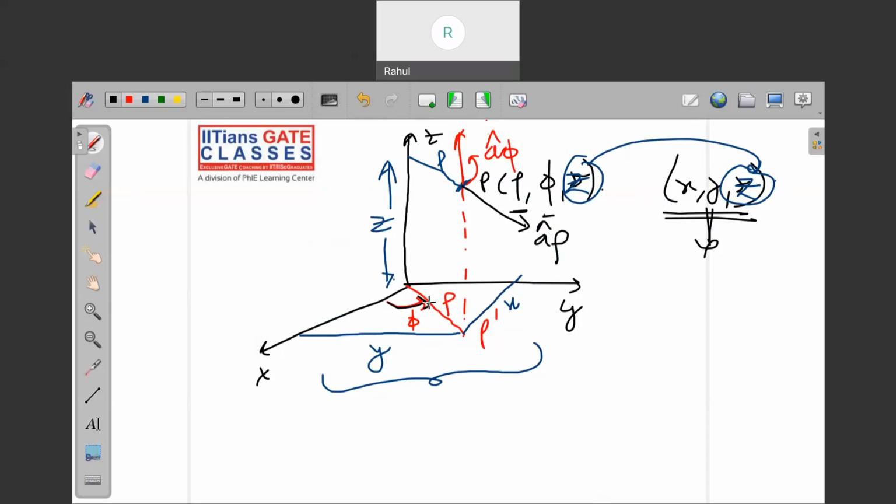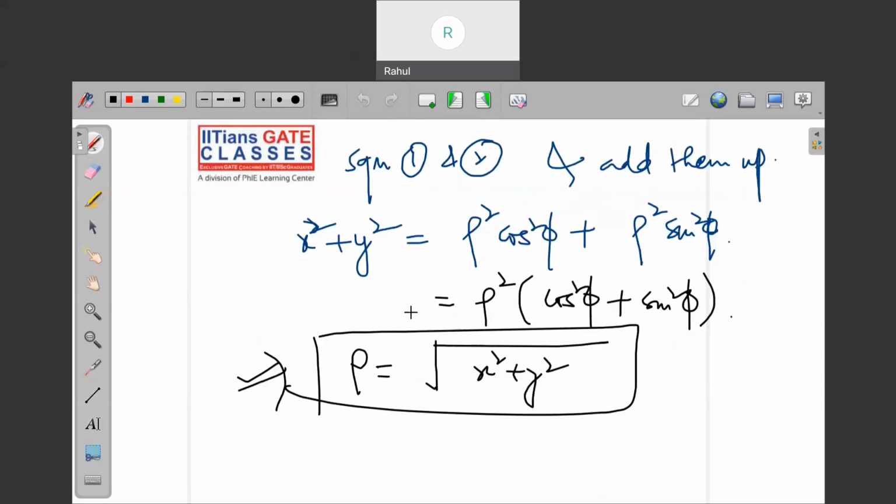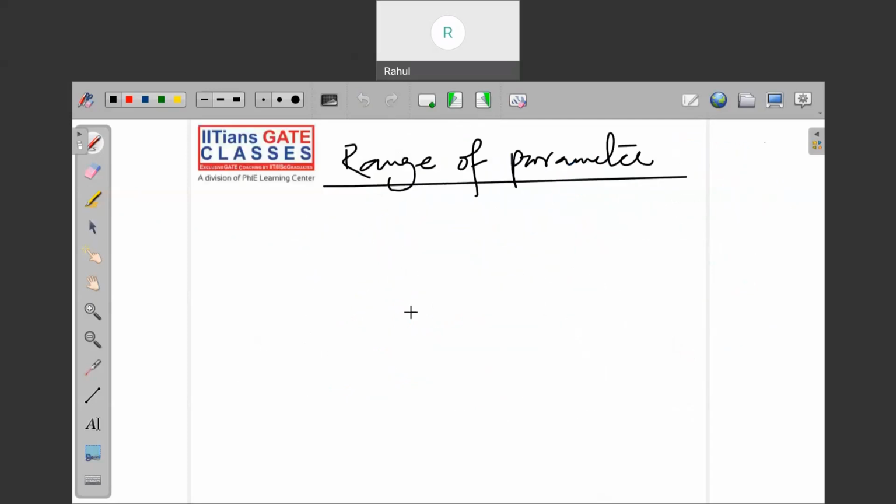See, unit vector is defined in such a way that it points in the direction in which that quantity is increasing. Suppose x is increasing in this direction, so this is going to be the unit vector for x. The phi is increasing like this tangentially, so you have to draw the unit vector like that. Now we will talk about the range of parameters.